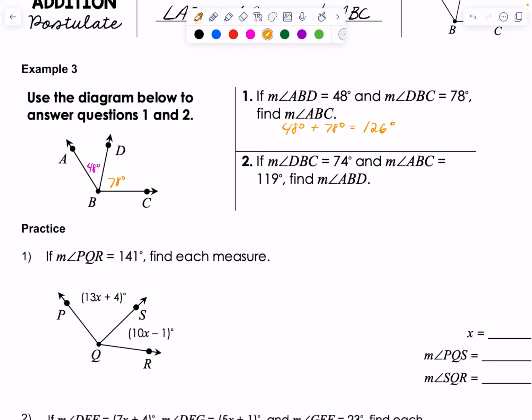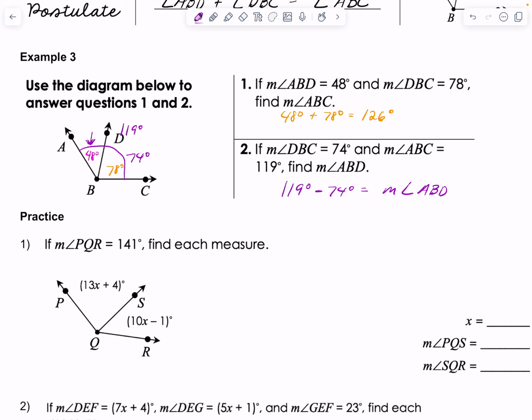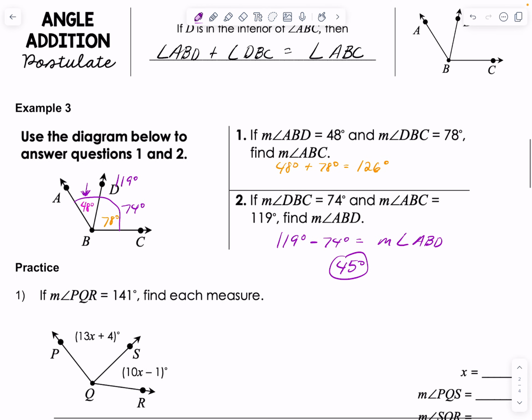Let's do a slightly different problem here, but with the same figure. DBC is now 74, and the whole thing, angle ABC, is going to be 119 degrees. We're trying to find the smaller one, angle ABD. In this case, we're going to use subtraction. 119 minus 74 will give us the measure of angle ABD, and 119 minus 74 degrees is 45 degrees.